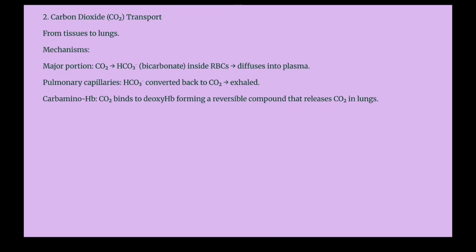Carbon dioxide transport is another function of the RBC, wherein the tissues release carbon dioxide. The carbon dioxide released by the tissues is accepted by the RBCs and sent back to the lungs. How does the mechanism happen? Here CO2 is converted into bicarbonate present in the RBCs and diffuses into the plasma. So inside the RBC, the Hb does not absorb the carbon dioxide, but the bicarbonate ion carries it and allows diffusion into the plasma.